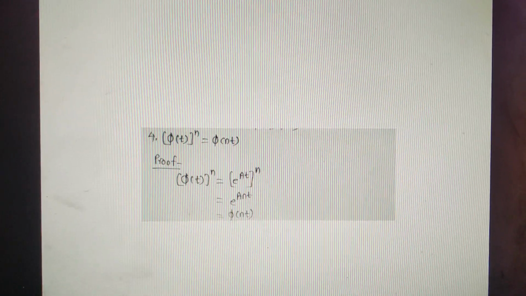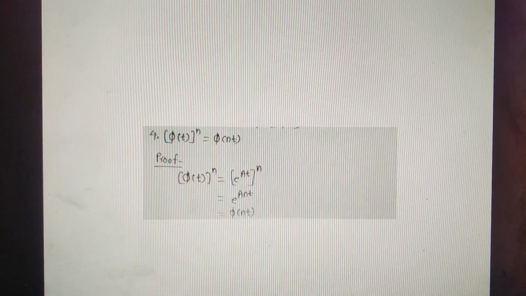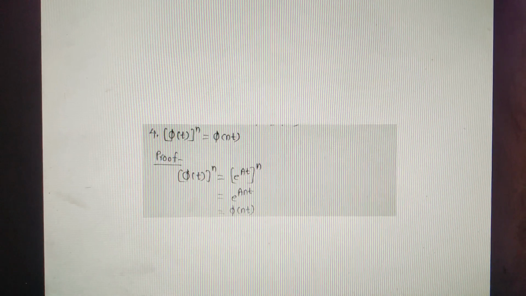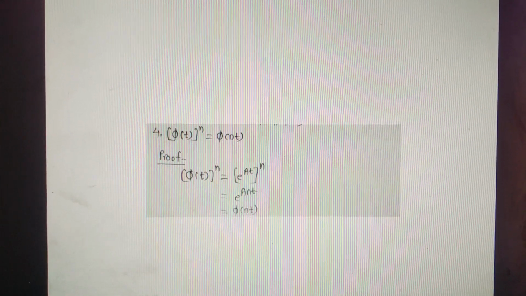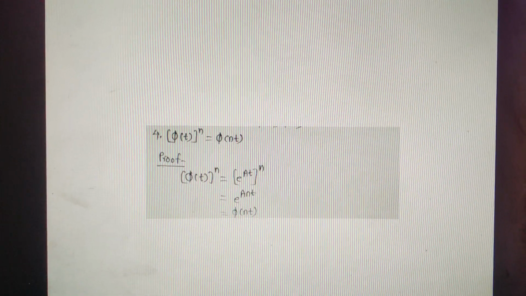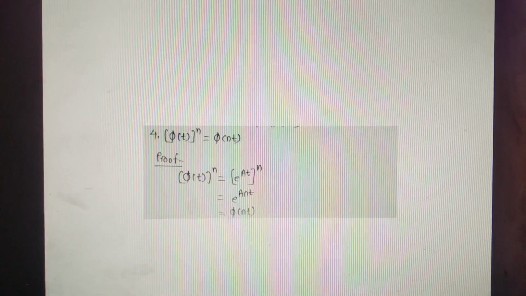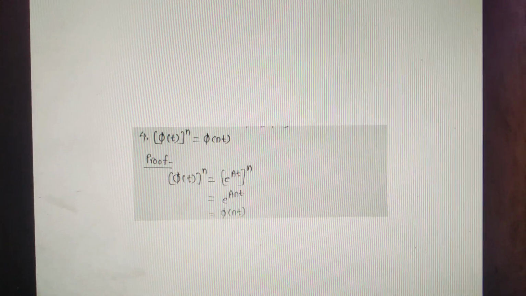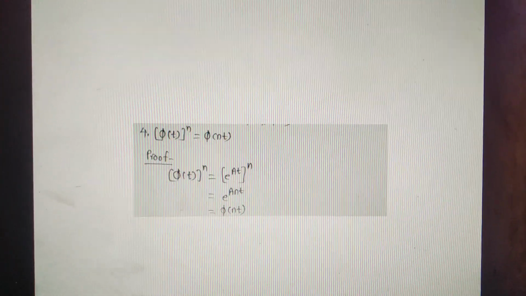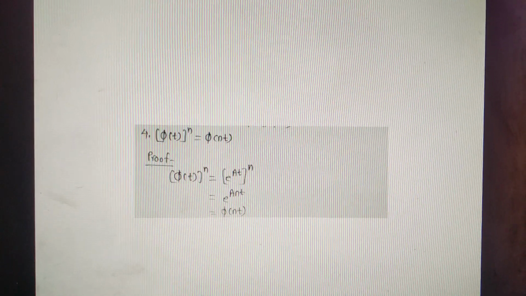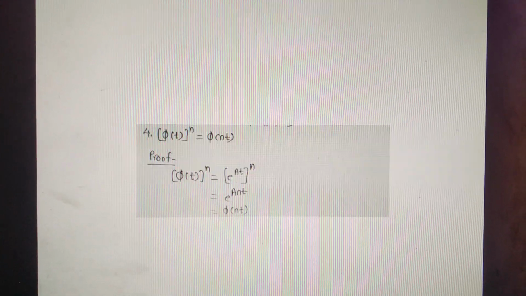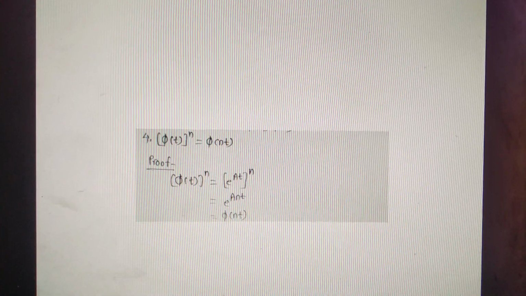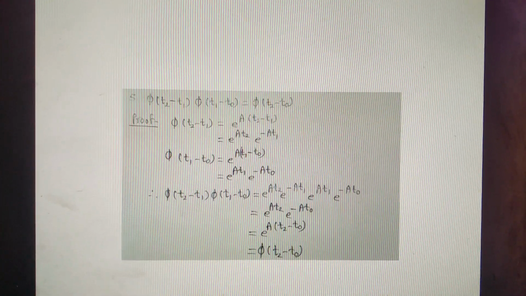Fourth property, phi of t whole raised to n is equal to phi of nt. Replace phi of t by e raised to at. Again, the property a raised to m bracket raised to n is equal to a raised to m into n. So at will get multiplied with n. It will be equal to e raised to a into n into t. Ignoring a, the term nt is left out. So e raised to a nt will become phi of nt. So the property phi of t whole raised to n is equal to phi of nt.